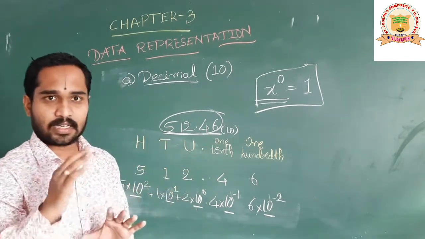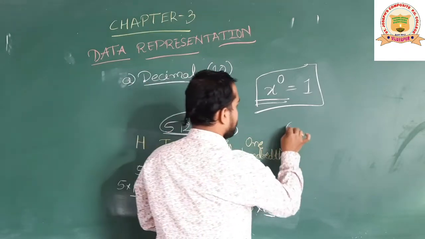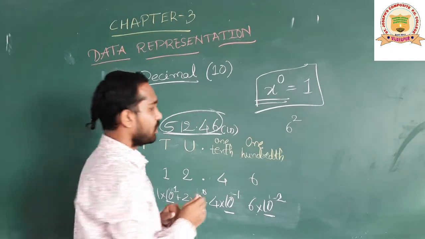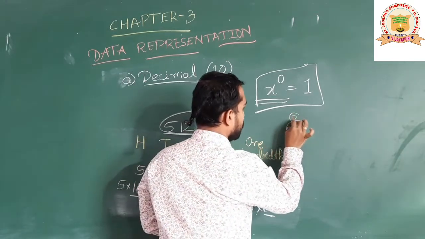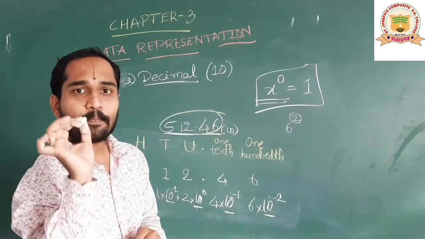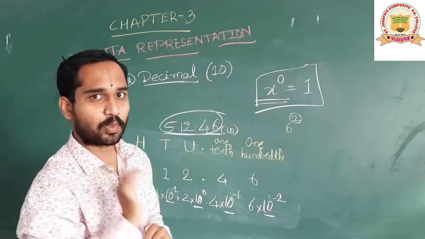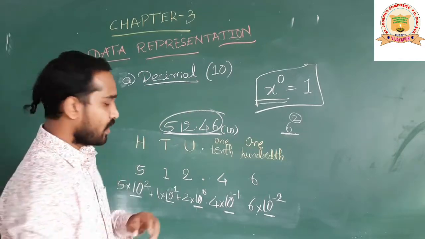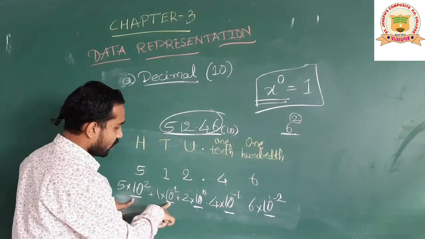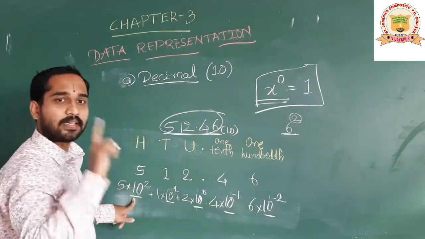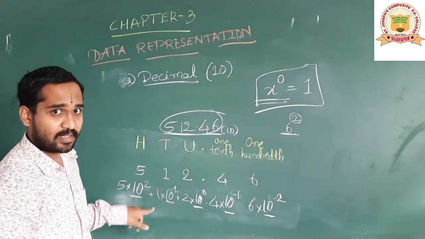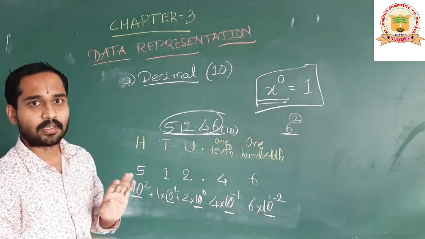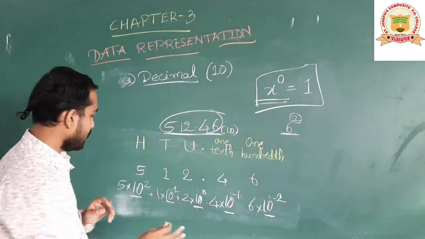Whenever I write an exponential number, for example 6 raised to 2, this 2 is called the power, or exponent, and this 6 is called the base. So here what forms the base? 10 forms the base, and hence 10 is the base of this decimal number system. This is the concept. Are you understanding it?